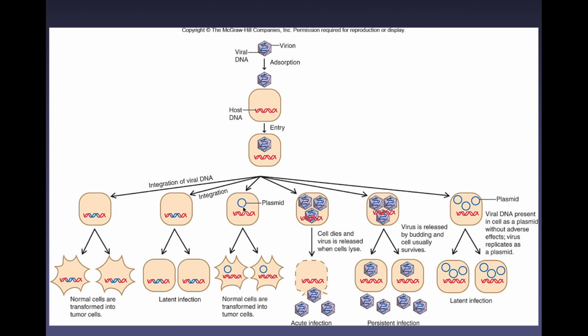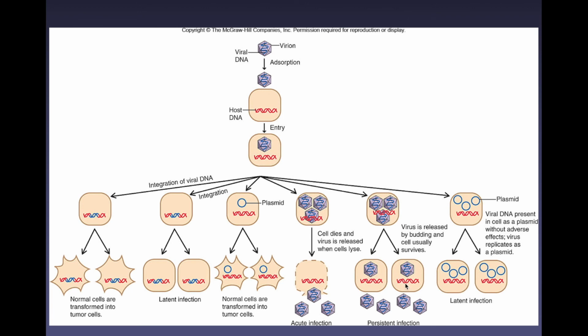Here is where the virus can circularize and form a plasmid, and this plasmid has genes that are expressed that can also lead to tumor-causing alterations of that cell. Here is a lytic infection, something with a naked virus that we talked about. This is an acute infection where you have productive virion particles.